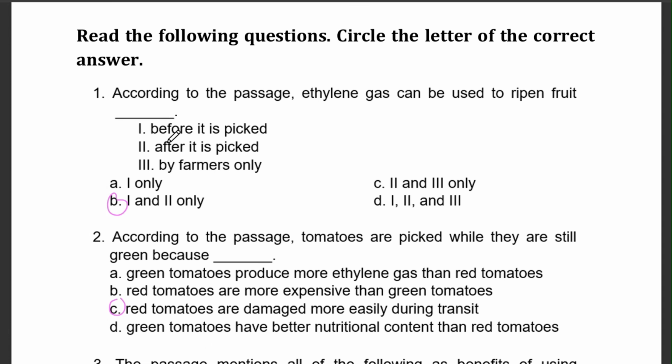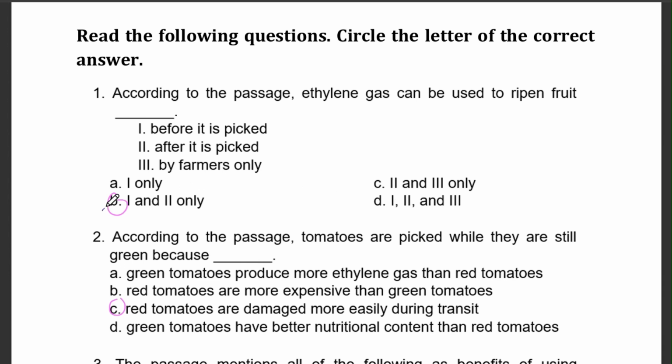1, before it is picked. 2, after it is picked. 3, by farmers only. A, 1 only. B, 1 and 2 only. C, 2 and 3 only. D, 1, 2 and 3. The correct answer is B.